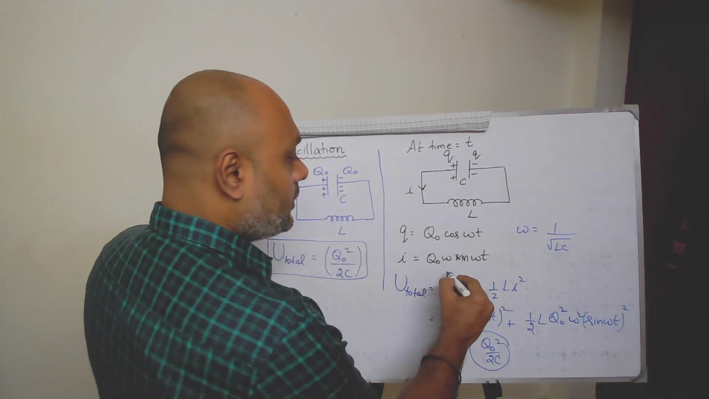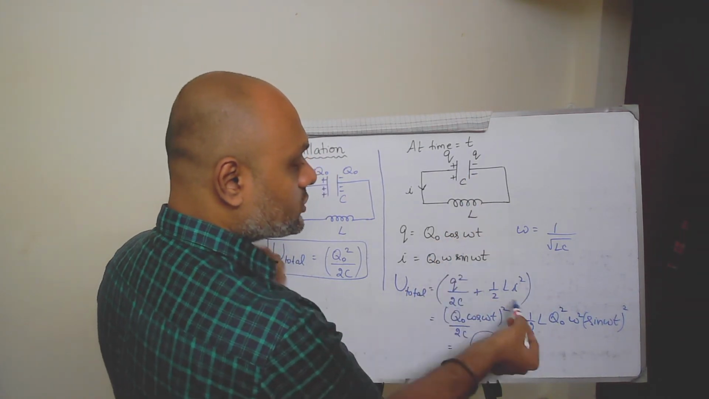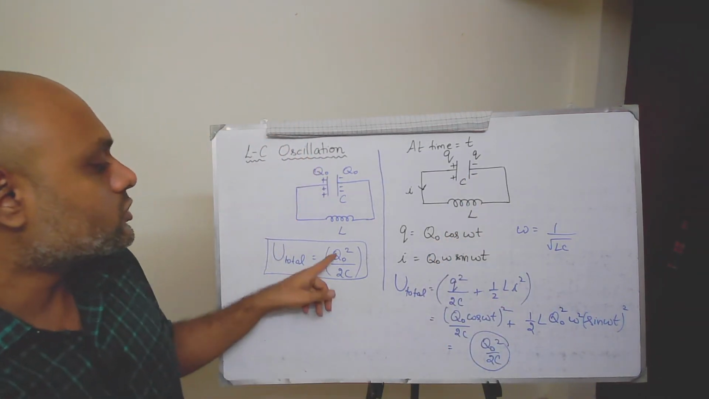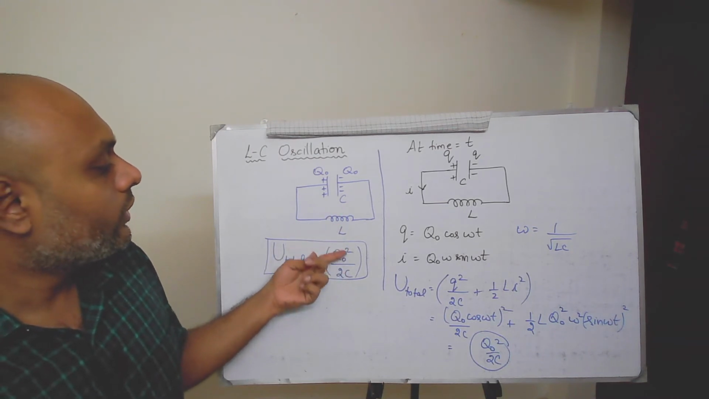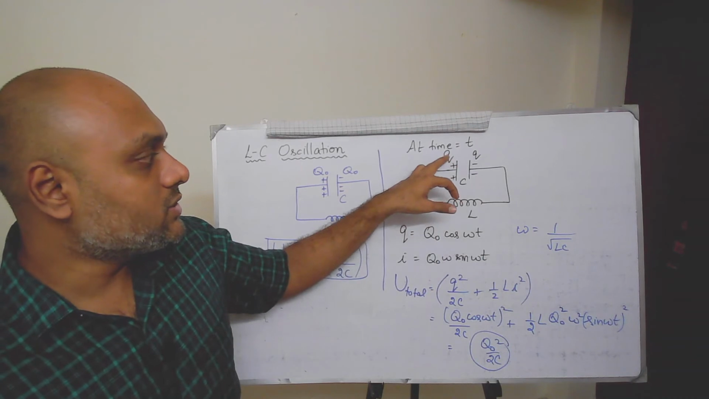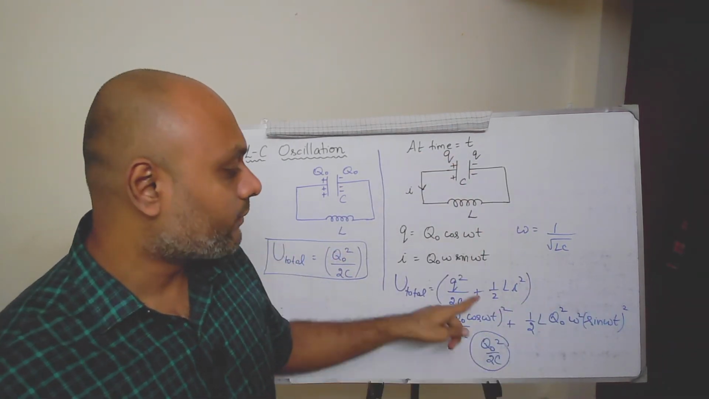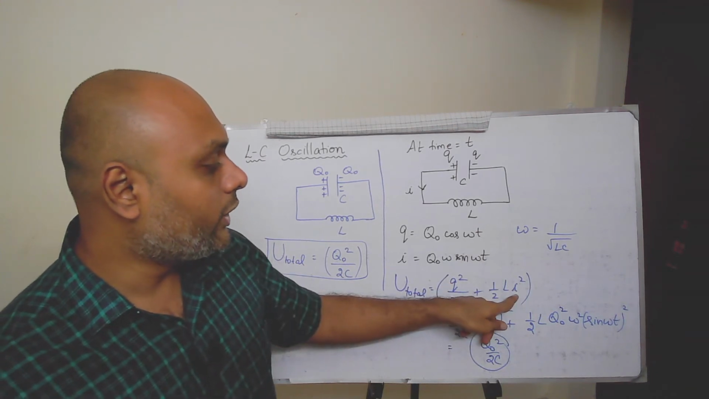So you will just take the total energy at any instant, which will be Q square by 2C plus half Li square, and equate it with Q naught square by 2C. So you know Q naught value, you know capacitance, you know inductance, and what they are saying is, when the small q has attained a particular value, how much current is there? So small q is also given, you need to find out I.